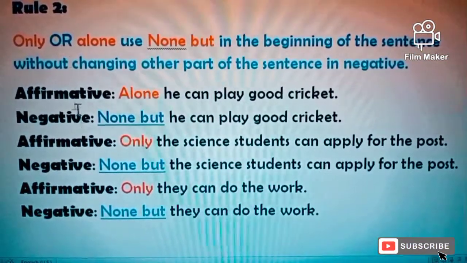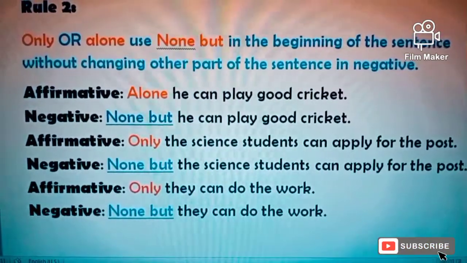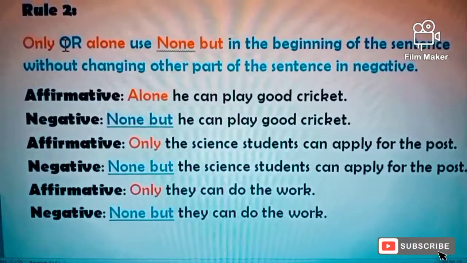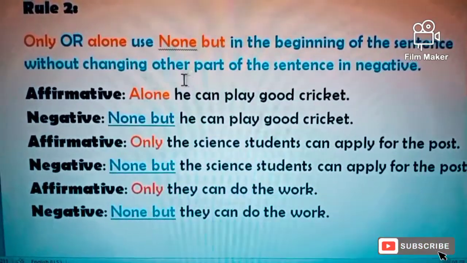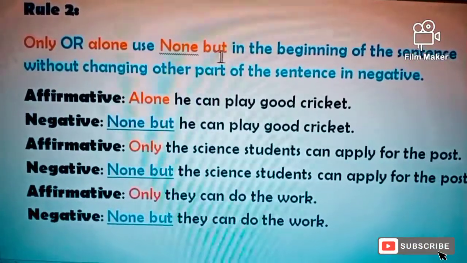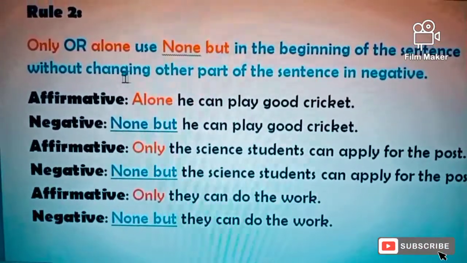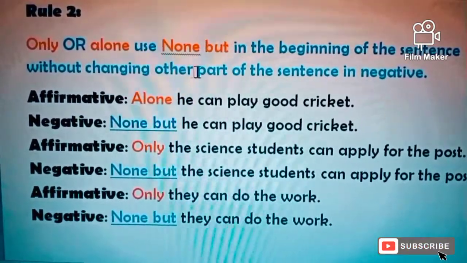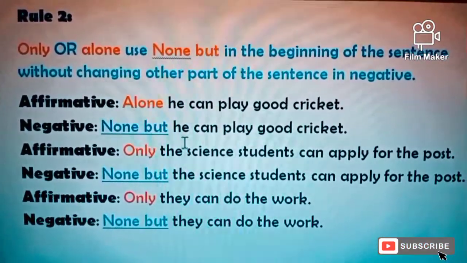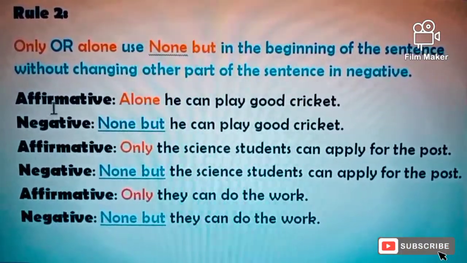Rule number 2. It says when the positive sentence or affirmative sentence begins with only or alone, we need to use the none but phrase in order to make it a negative sentence. And while doing so, we should never try to change other parts of the sentence, and also the meaning should be the same. Look at the given examples for better understanding.